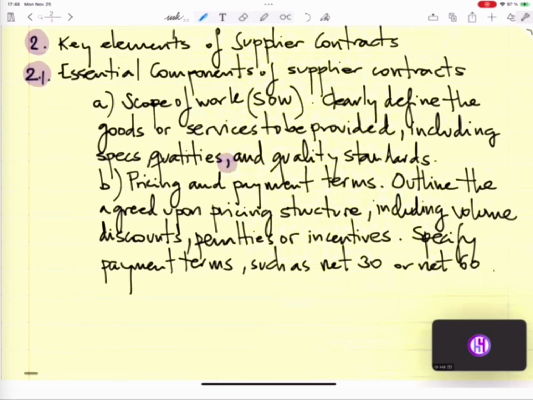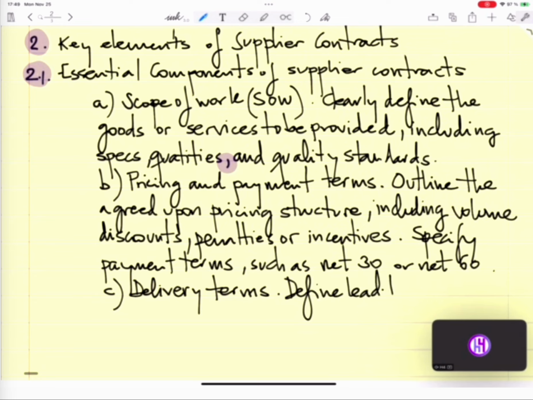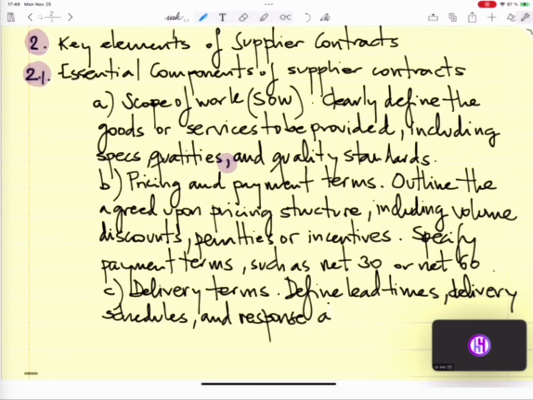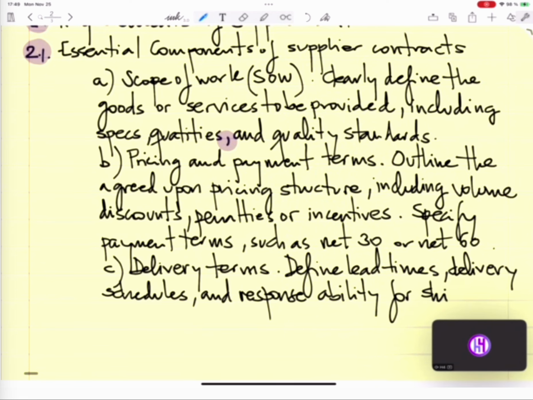Okay, so C, delivery terms. Define lead times, delivery schedules, and responsibility for shipping costs and risks. Okay.